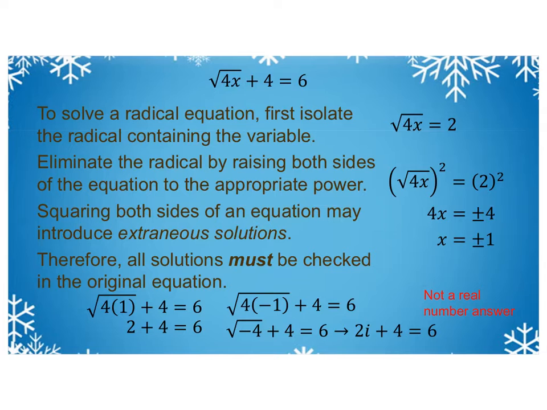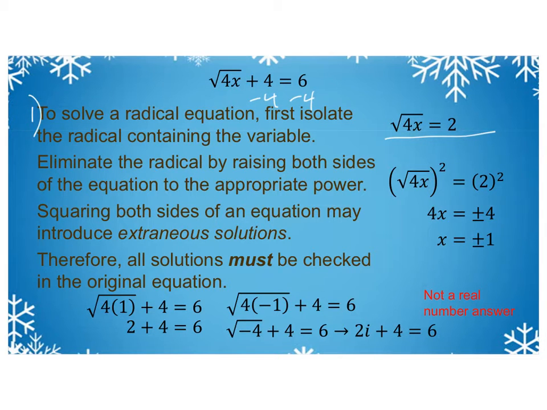Okay, so to solve a radical equation, first we isolate the radical containing the variable. So that's what we've done. Here we would subtract 4 from both sides. And that would give us, our radical is now isolated.